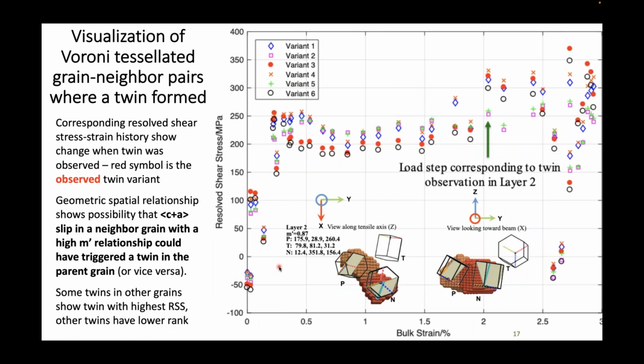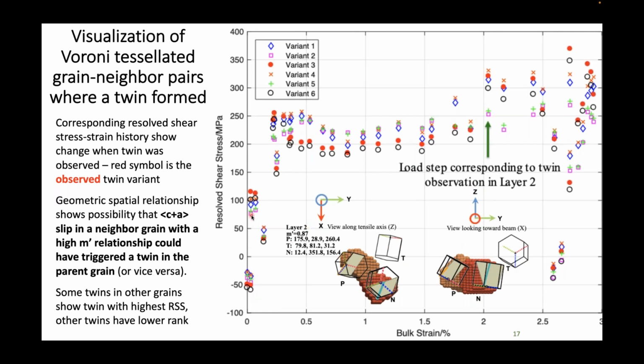So let's zoom into one particular case where slip transfer took place, or where we think slip transfer took place. So here is the grain that twinned. This is looking down the tensile axis. Here's the twin that formed in that grain. This is a representation of the grain that came from that tessellated microstructure. And here's a neighboring grain. This is the parent grain, and this is the neighboring twin. And here's the neighboring grain for which the C plus A slip system is nicely lined up with a twinning plane and thus generates a twin. And this is looking at the same pair of grains just with a different perspective.